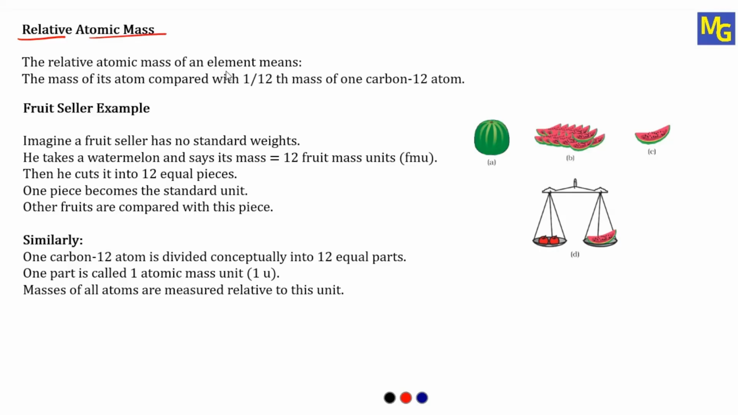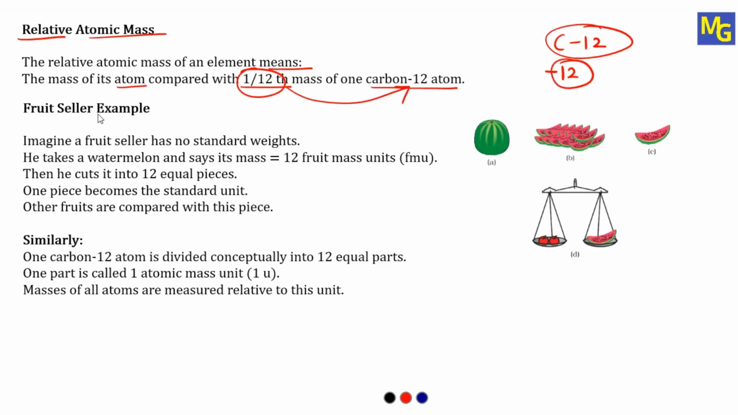The relative atomic mass of an element means the mass of its atom compared with 1/12 mass of one carbon atom. So what we are doing here, as I told earlier, to measure the mass of atoms, we are using carbon 12, the isotope of carbon. So the mass of carbon is 12 as we all know, but we are comparing the mass of every atom with 1/12 the mass of carbon 12. So what is the meaning of this? Let me explain this with the help of an example.